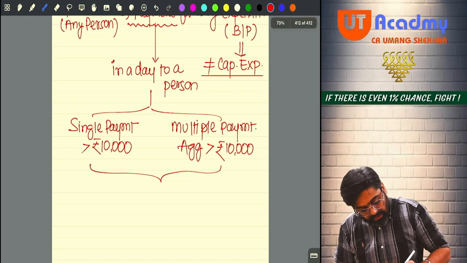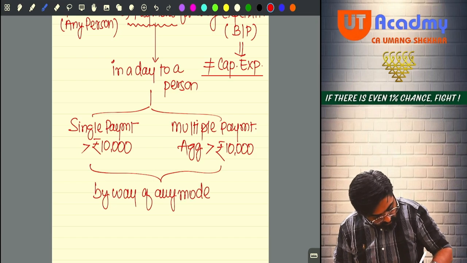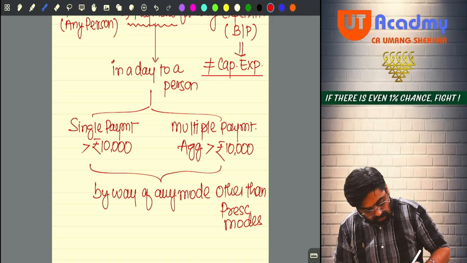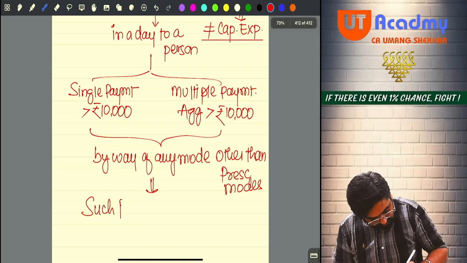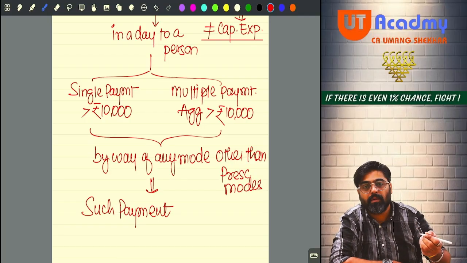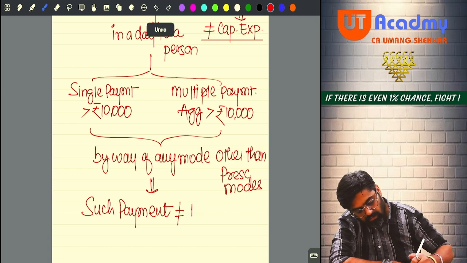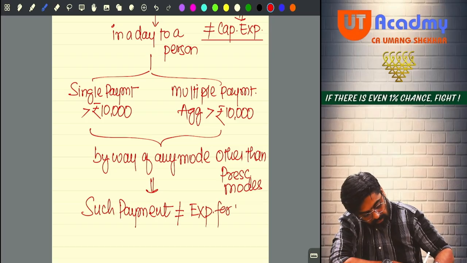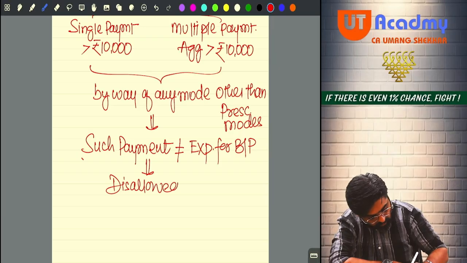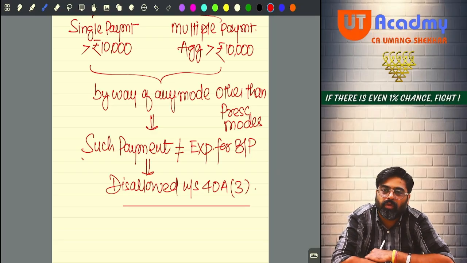So if that payment in a day is made by way of any mode other than prescribed modes, and is more than 10,000, then such payment will not be treated as expense incurred for the purpose of business or profession, and accordingly such payment will be disallowed under section 40A(3). Full stop. Will you remember this?